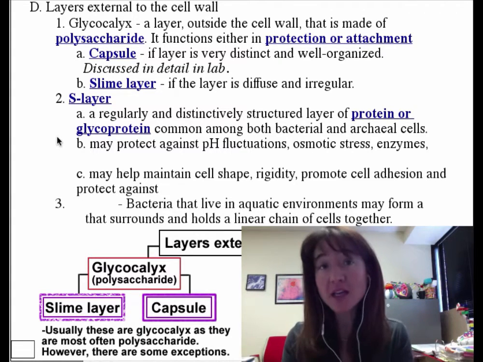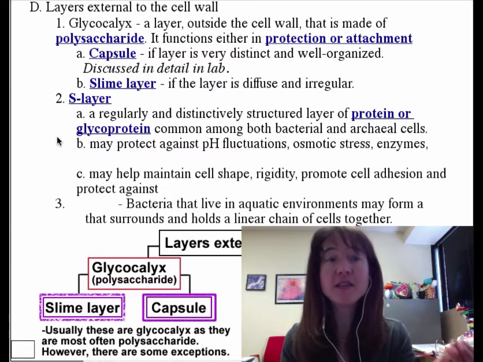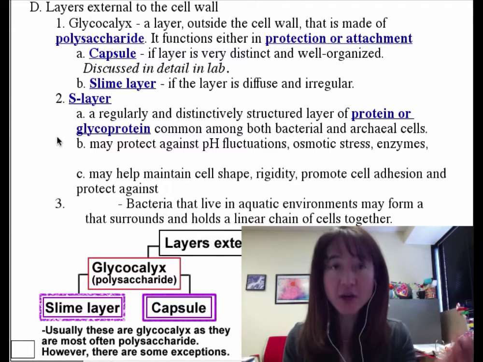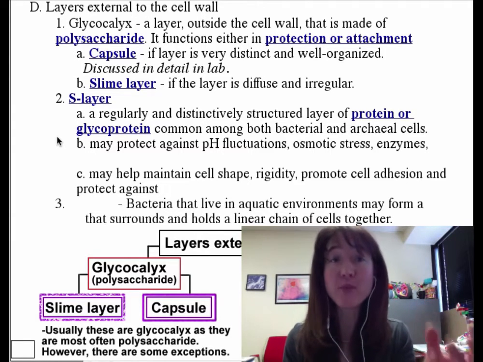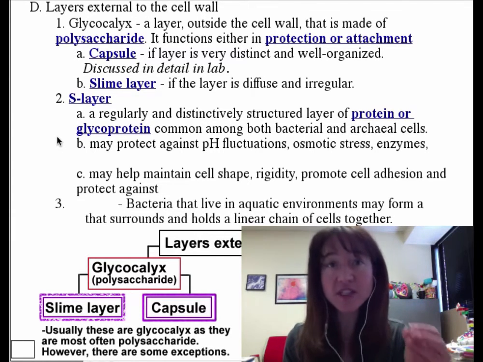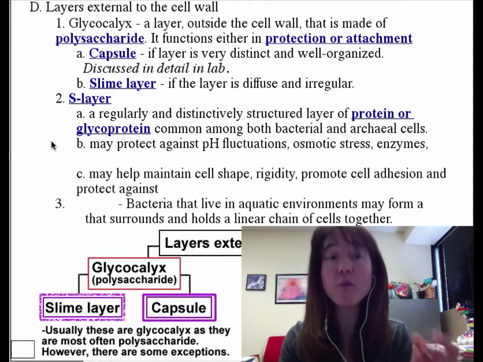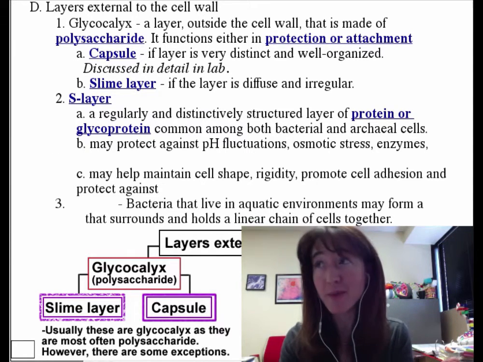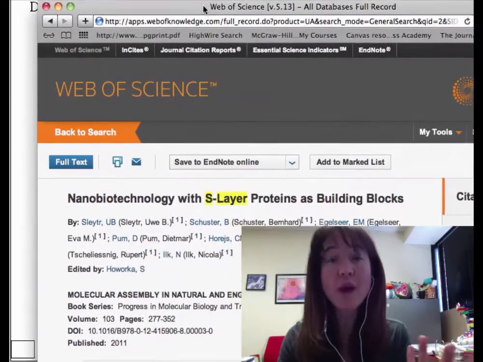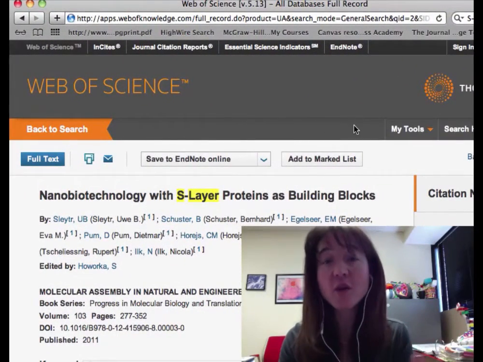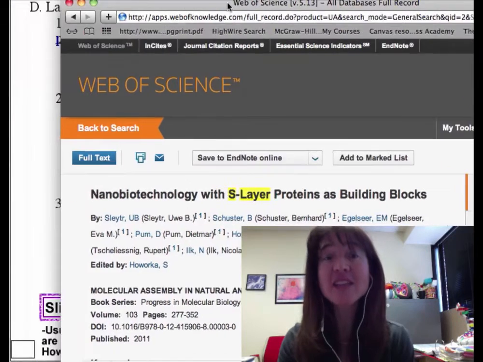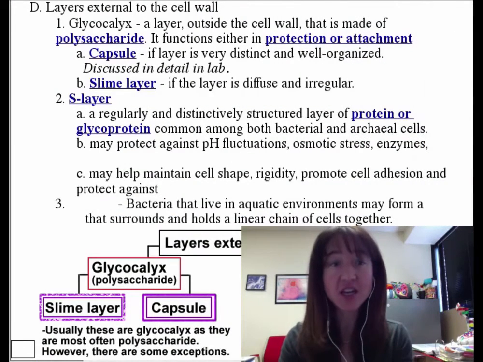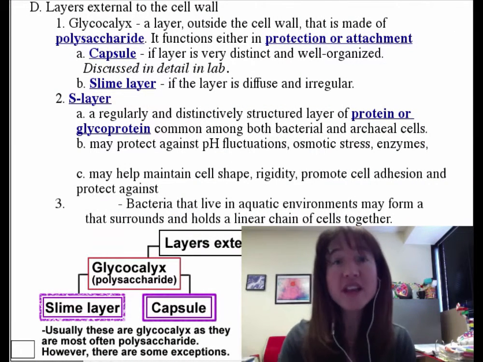And so Ben and Sally are going to be super jazzed to know that this means that S layers have literally been used in biotechnology as membranes. Think of membranes with the smallest possible pore sizes and the most uniform possible pore sizes you can imagine. And in fact, if you go to the Web of Knowledge or the Web of Science, you're going to find a 2011 review article that's just entitled The Nanobiotechnology with S Layers. So S layers have a lot of application in biotechnology. But what do they do for the cell?